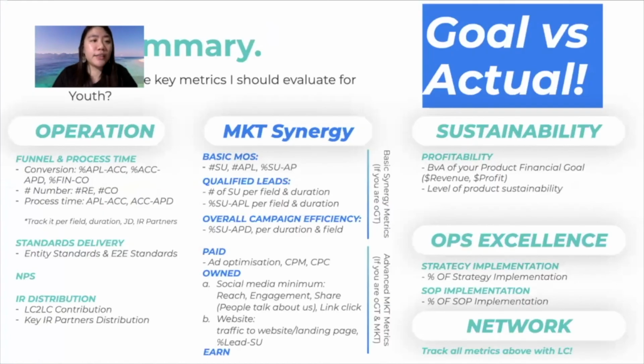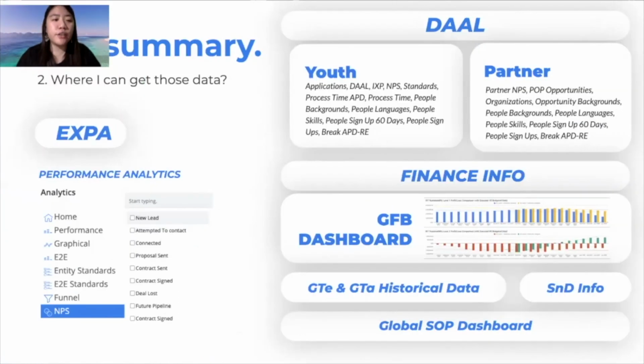And last but not least, here is the overview of all of the metrics that we have in terms of operation, marketing synergy, sustainability, operations excellence, and network, and where to find that data. So actually you can find it on these different sources like XBAR, Dell, GFB dashboard for finance data, GTE, GTA, historical data dashboard, and also S&D, and also the global S&D dashboard as well.